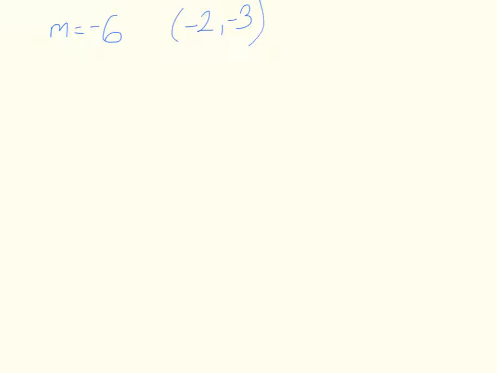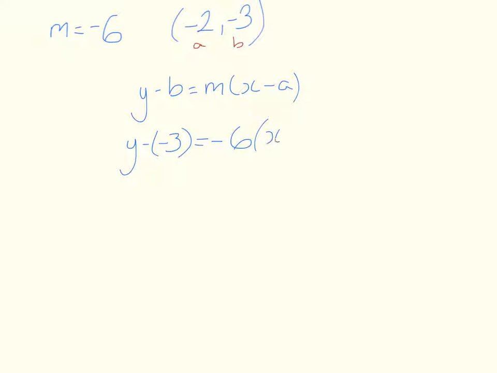Okay, here we've got a line that has a gradient of minus 6 and it passes through the point minus 2, minus 3. So write down my formula, y minus b equals m bracket x minus a. I need to label my points. This is a and this is b. So I'm doing y take away b. So y take away b is minus 3. So it's y take away minus 3 equals minus 6, because minus 6 is my gradient, and it's x take away negative 2. So here we've just got to watch out for our negatives.